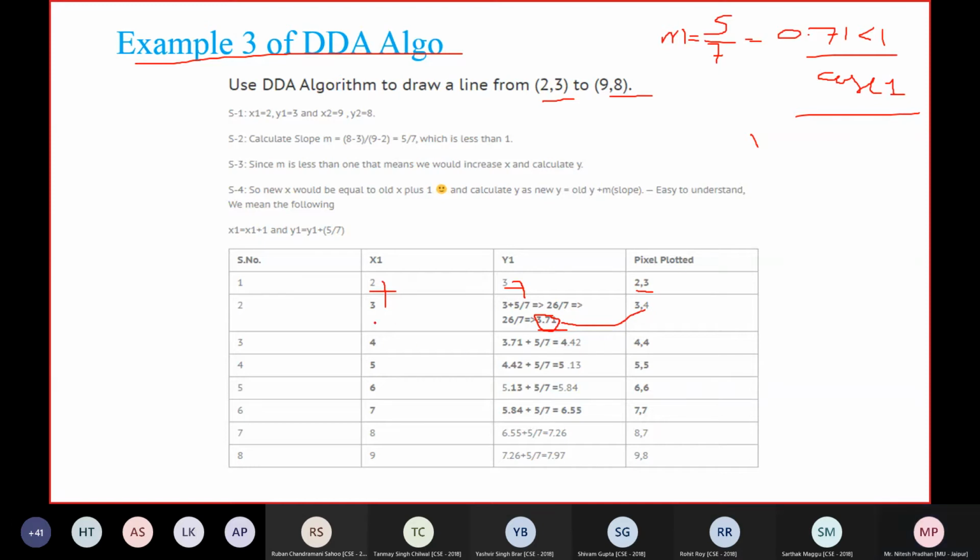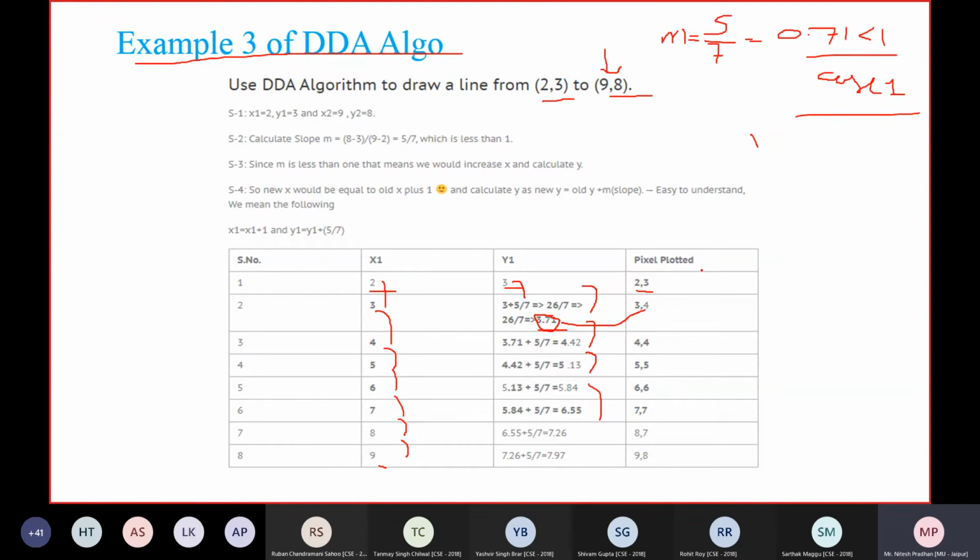Again, the next of this 3 is 4 because it is case 1. So every time you have to increase x by 1. So you can see 4 to 5, 5 to 6, 6 to 7, 7 to 8, and 8 to 9. You have to stop here because your x2 coordinate is 9. Same as guys, every time you have to increase your y by 0.71.